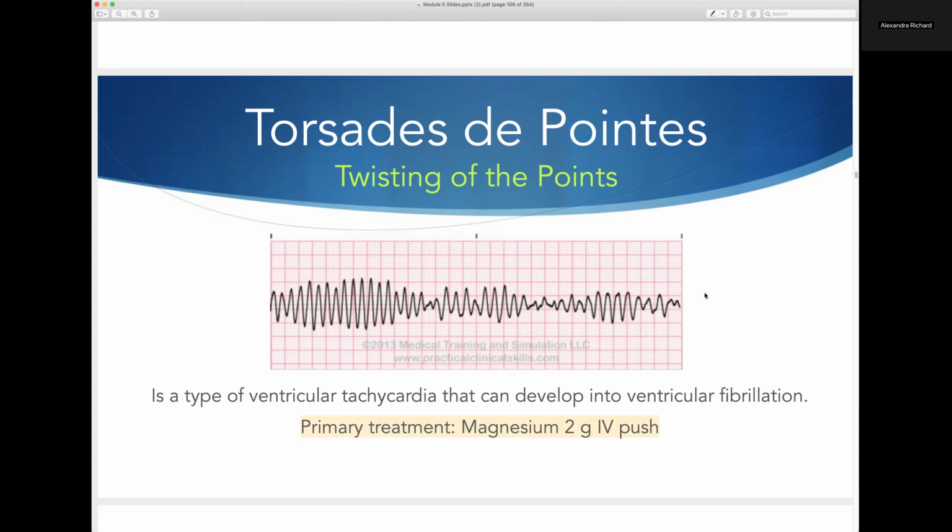It is polymorphic. Very good. So Torsades de Pointes is a polymorphic ventricular tachycardia that can develop into ventricular fibrillation. Make sure you know the primary treatment is magnesium IV. Okay?